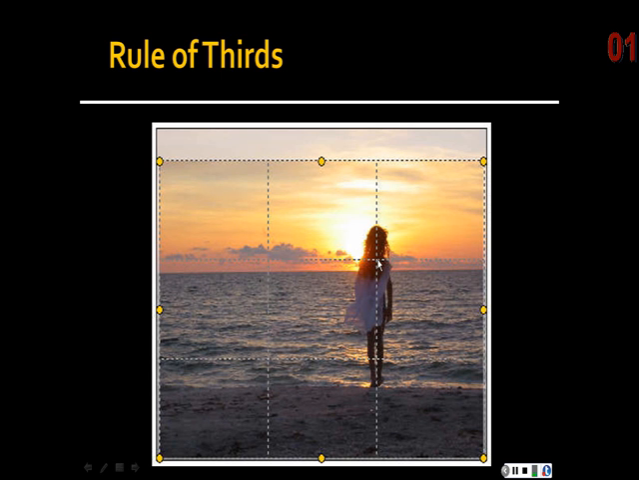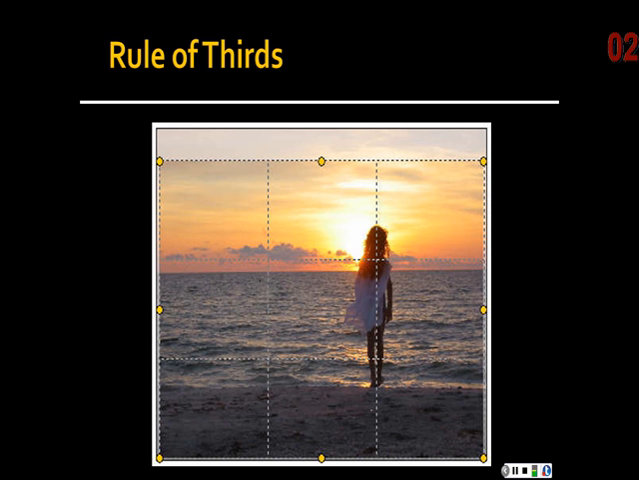What that means is if you were to take a photo and draw two vertical lines and two horizontal lines, and divide it up into thirds, you would get something like this, and you would then see that these cross points here, here, here, and here, those are like power points. Those are where you want to place your primary point of interest. So in this simple photo, the primary point of focus is right here. So you put her head with the sun in the background behind it right in that power point.